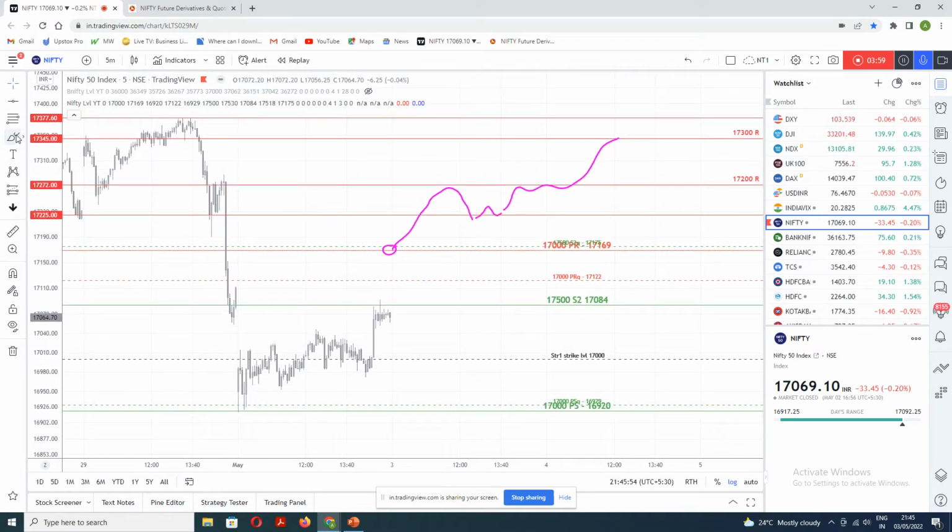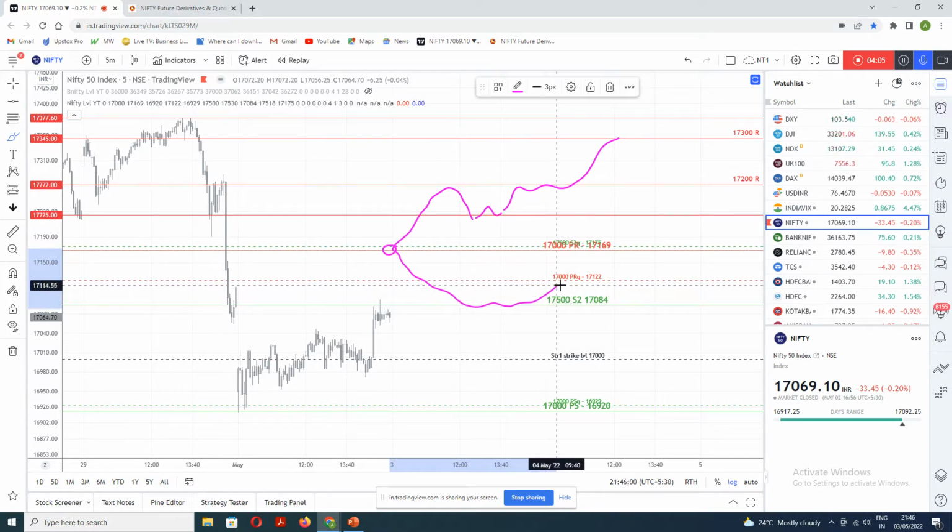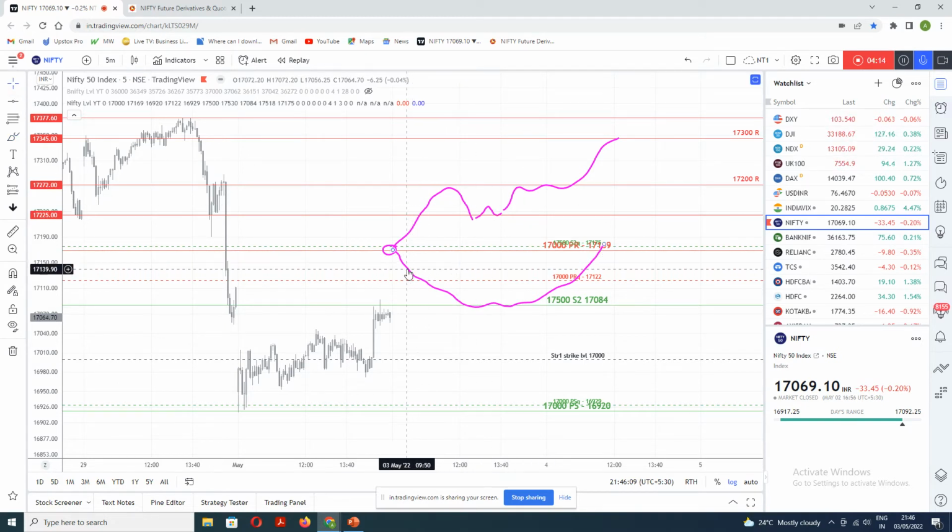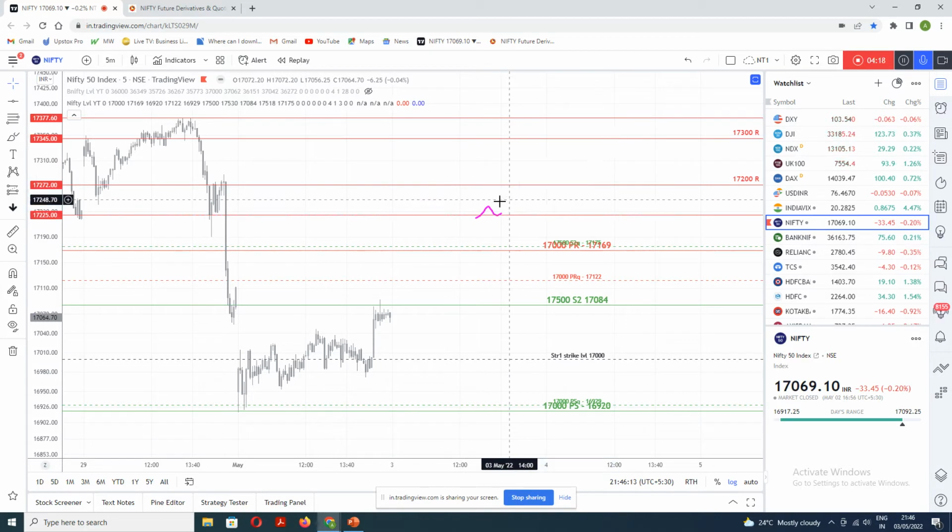So after a gap up, if there is a decrease in price, then it may try to touch this level, get support over here, and it may rise here or it may come down here. So these are the probabilities. As per the buying, selling, or the writing of puts and calls, things will happen.